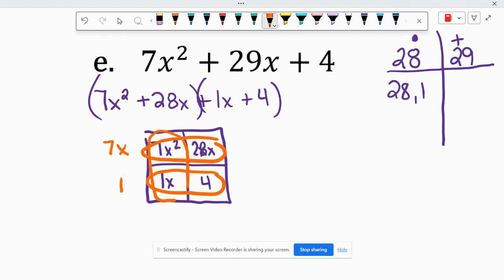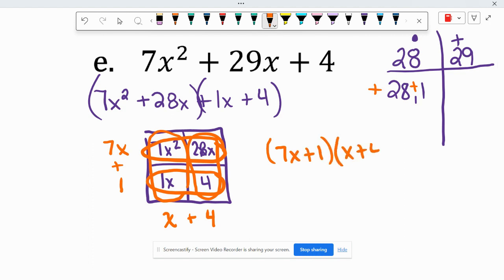What about the GCF here, 7x squared and 1x? The only thing they have in common is just x. What's the GCF here between 28x and 4? 4. Notice that both these terms are positive, which means both of these are positive. So this becomes 7x plus 1 and x plus 4. That's using your factor box.